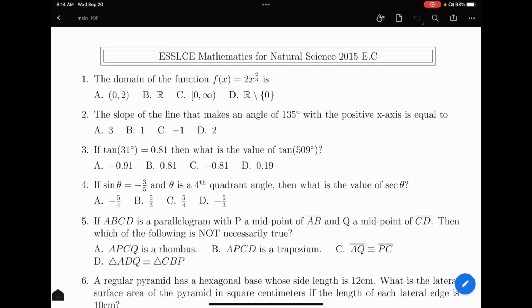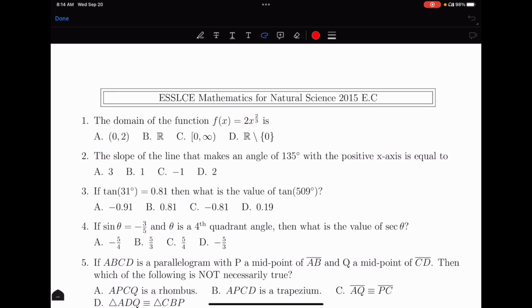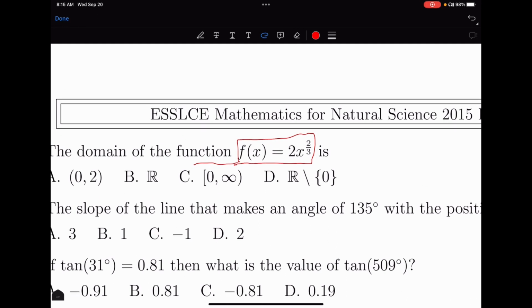በአሁኑ ቪዲዮአችን የ2015 ማትሪክን ነው የምንሰራው። ኦኬ 65 ጥያቄዎች ናቸው። እንጀምር። የመጀመሪያው ጥያቄ: the domain of the function f of x is equals to 2x to the power of 2 over 3 ስንት ነው የዚህ ፈንክሽን ዶሜን ስንት ነው? ኦኬ 2x to the power of 2 over 3 ከተባለ ይሄን ማን ብለን መጻፍ እንችላለን?